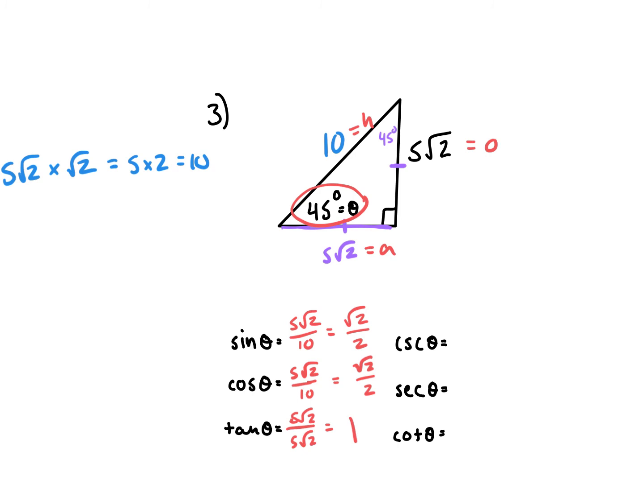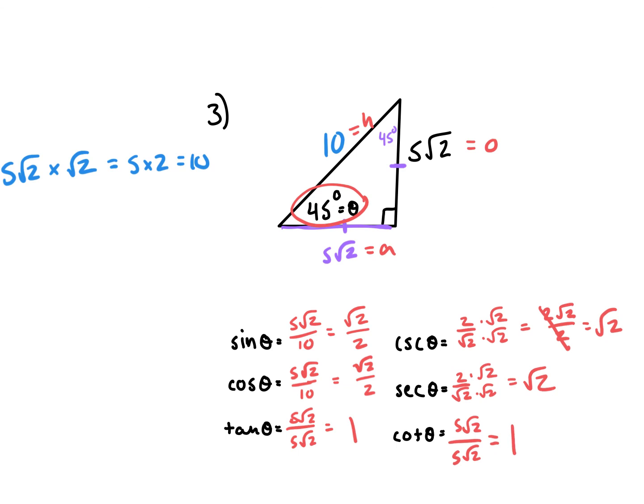And then for our reciprocal functions, we can just flip them. So this would be 2 over square root 2. But what do I have to do here? Rationalize. So multiply the top and the bottom by square root 2. So I get 2 square root 2 over 2, which is just square root 2. Because the 2's cancel. So make sure you simplify your fractions. Secant, we do the same thing. So we get 2 over square root 2. Rationalize. This would be square root 2 again. And cotangent, we just flip tangent. So 5 square root 2 over 5 square root 2 would be 1.